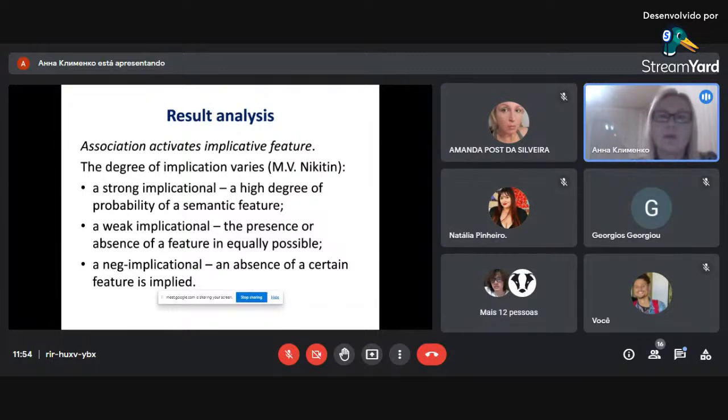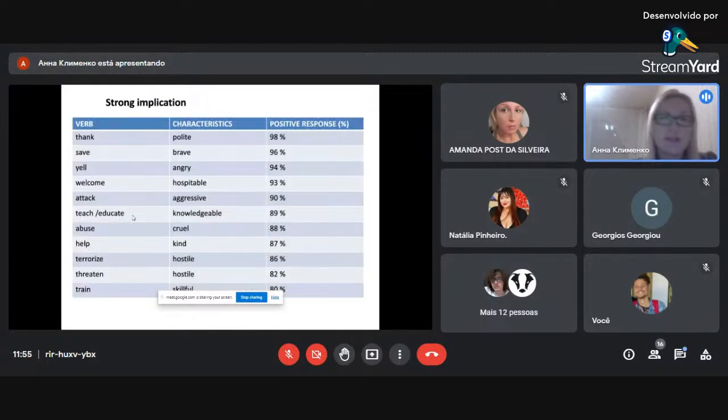So the results were analyzed according to the major thesis that association activates implicative features, and the degree of implication varies. Here we use the theory of the Russian scholar Nikitin, who differentiated implication into strong, weak, and negative implication. Negative implication means that the verb implies the feature on the contrary, so it implies the absence of the feature. And this is rather important when we look at texts that contain stylistic effects like oxymoron, for example. So the results are the following.